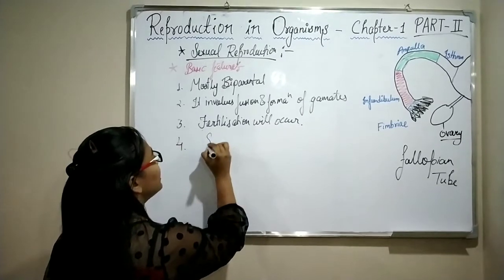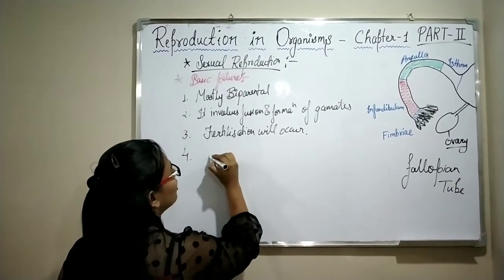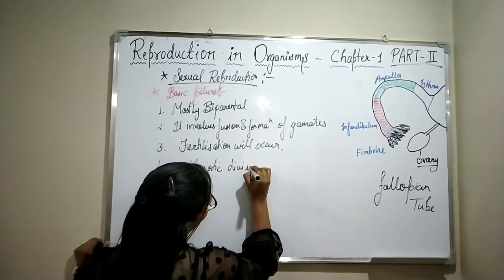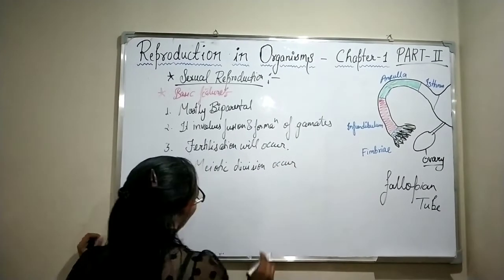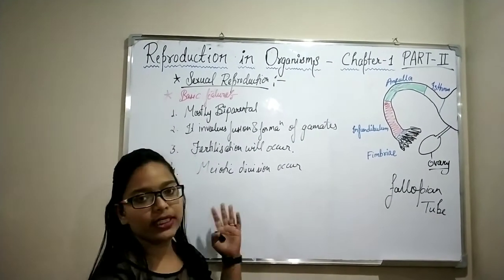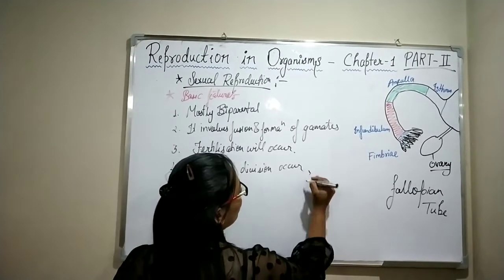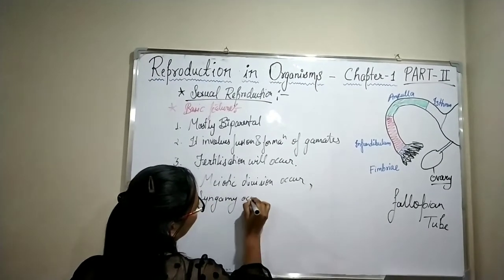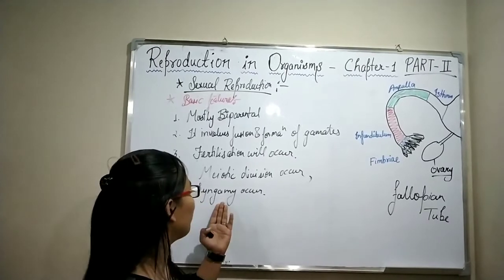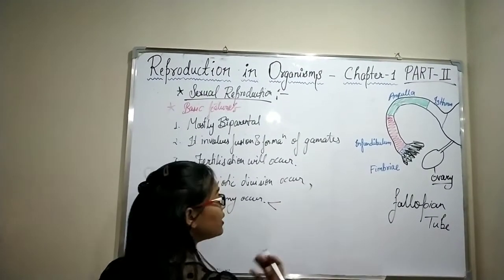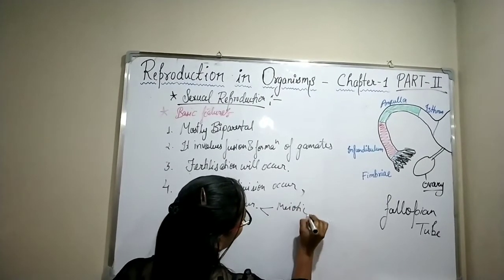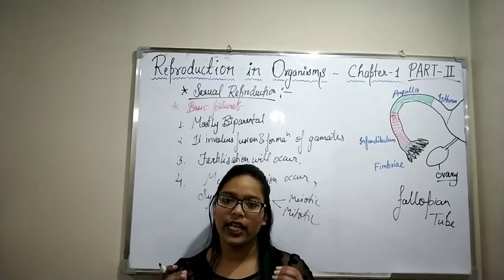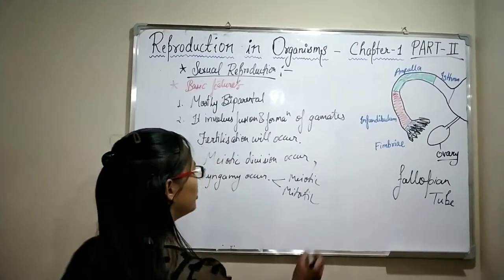Fourth one, meiotic division occurs, as it mainly happens in sexual reproduction. Also, syngamy occurs. What is syngamy? Syngamy means both meiotic and mitotic division take place at a time. So it is syngamy.